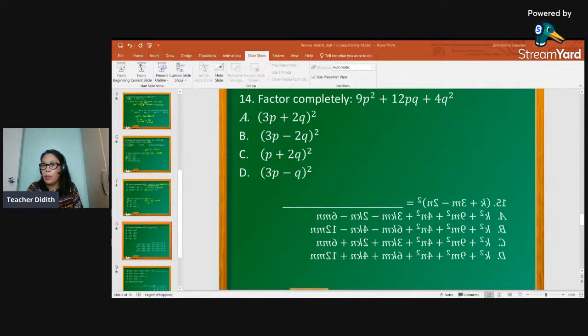This is a perfect square trinomial. Okay? So, we'll just work on the square root of 9p squared plus the square root of 4q squared, quantity squared. So, that will be the factors. So, square root of 9p squared is 3p. And then, the middle term of this trinomial is plus. We'll consider the sign. And then, square root of 4q squared. So, we have 2q. And then, quantity squared. So, it's letter A, correct.